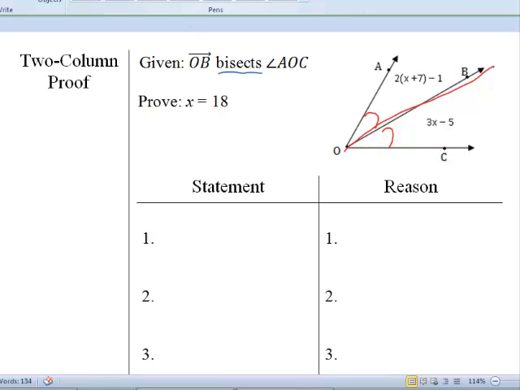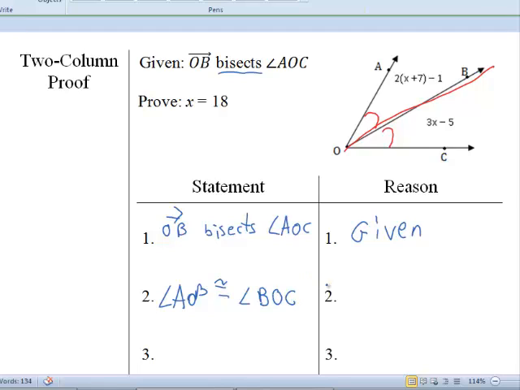So when I'm writing my proof, I always start with what's given. Over here on the reason, I'm going to write down, I'm starting with what's given. It's given that ray OB bisects angle AOC. If that's true, what can I say? Well, I have two angles, and both of those angles are going to be congruent to each other. So that's number two. Angle AOB is congruent to angle BOC.